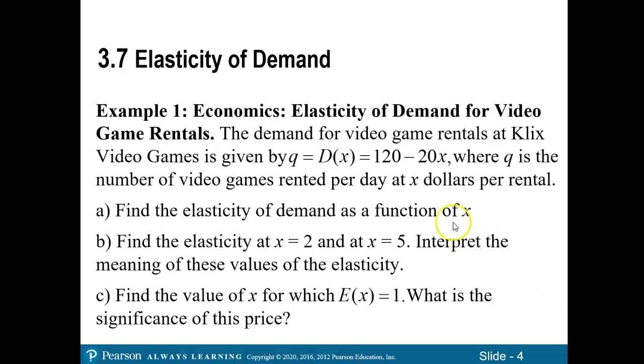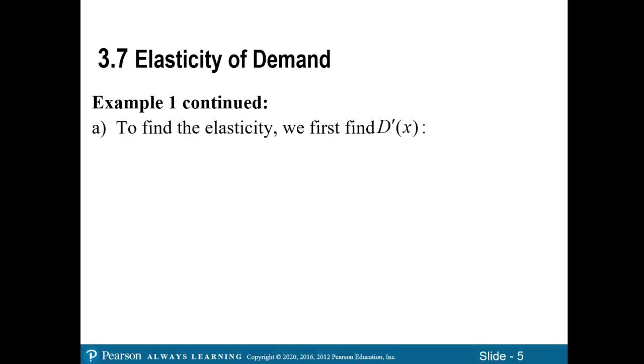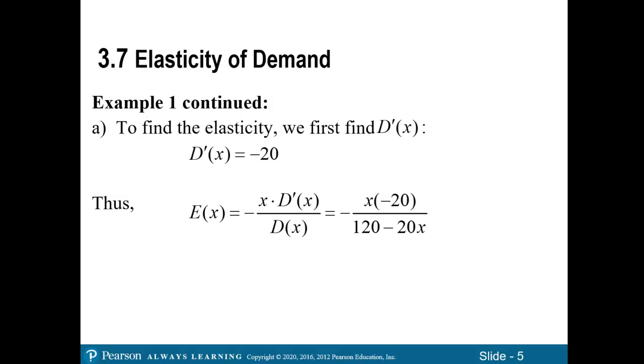All right, so here's our demand function. Part A says find the elasticity. We're using our definition of that formula. So we're going to first find D prime. Looking at our given demand function, the derivative is negative 20. Our elasticity function said that elasticity equals negative x times the derivative of demand divided by the demand. So negative x, the derivative value we said was negative 20, and then this was the original function that goes on the bottom.